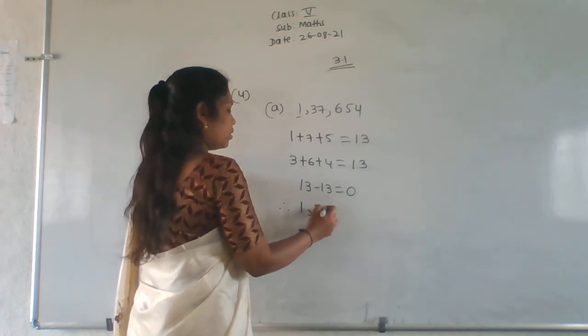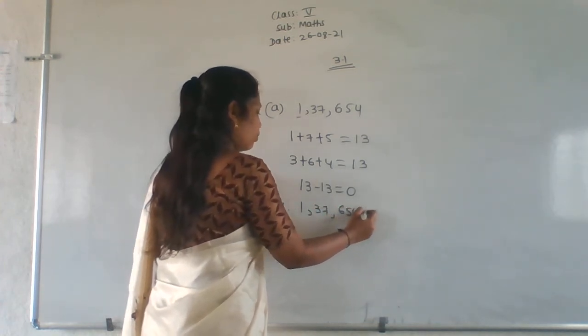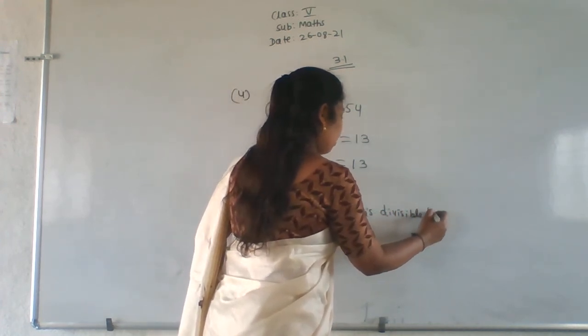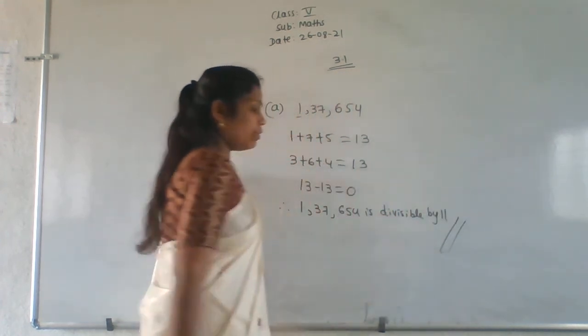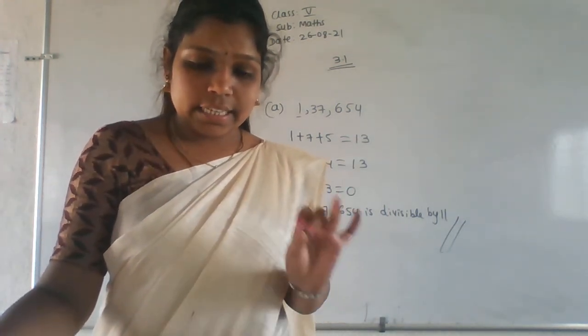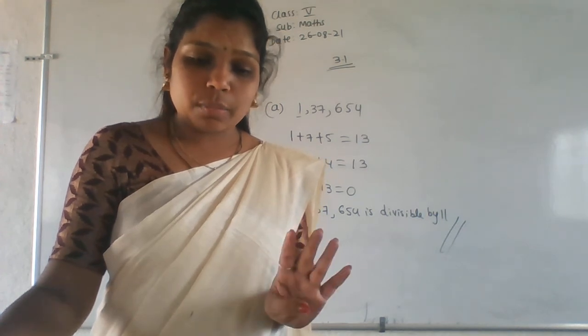Therefore 1,37,654 is divisible by 11. Like that you have to check for all the numbers. B-th one, c, d, e, all 4 problems do it yourself.